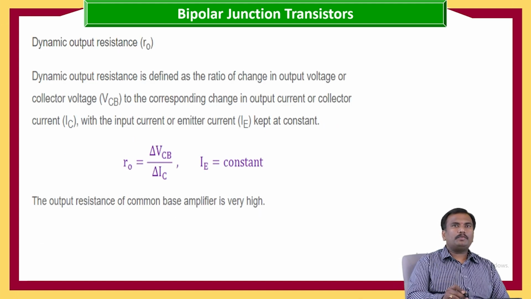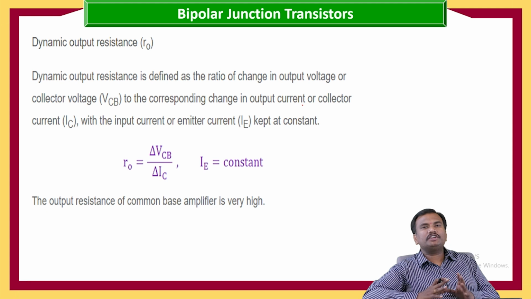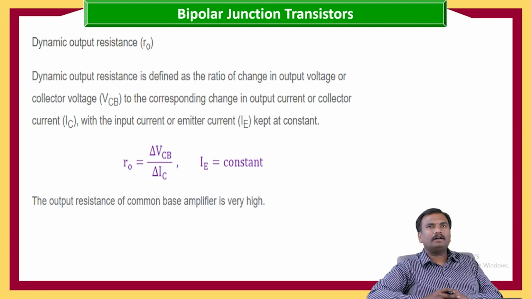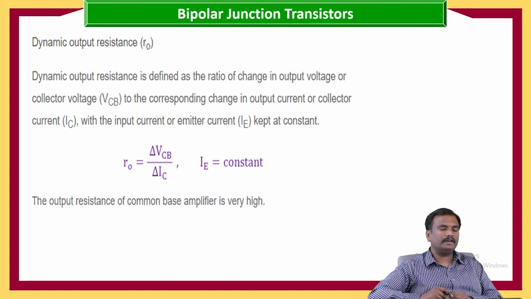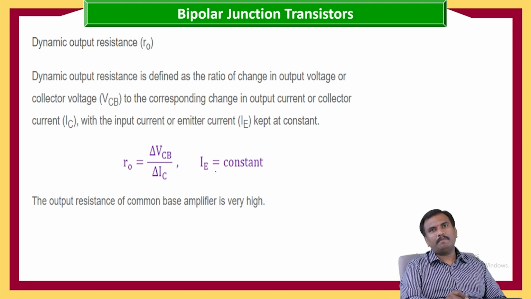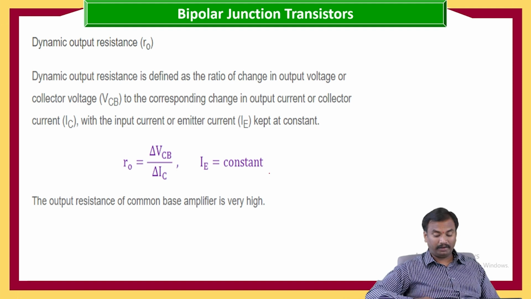And dynamic output resistance. The dynamic output resistance is defined as the ratio of change in output voltage or the collector voltage to the corresponding change in collector current, that is delta VC by delta IC. Here the emitter current is constant. The output resistance of a common base amplifier is very high.